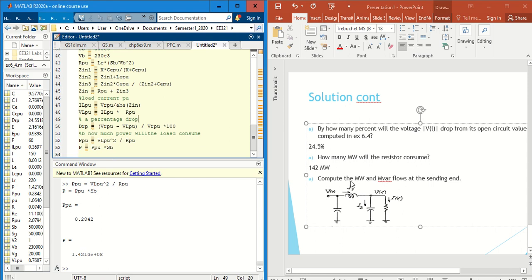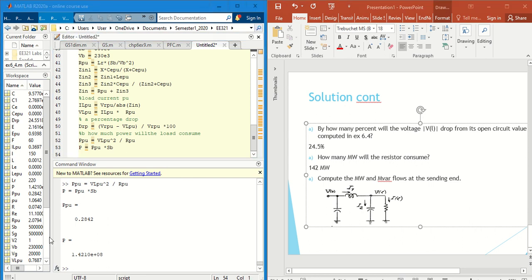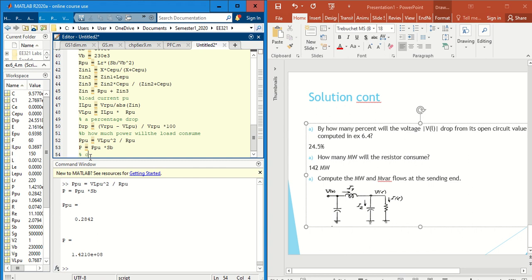Now C says to compute the megawatts and megavars at the sending end. So we're going to look at V0. What we have to do, we know what is IL and VL. We have to find I2, and then once we find I2, we will know what is I1, because I1 is equal to I2 plus IL, and the voltage in parallel will be the same. So we'll understand the voltage drop. So part C, megawatt and megavar at the sending end.